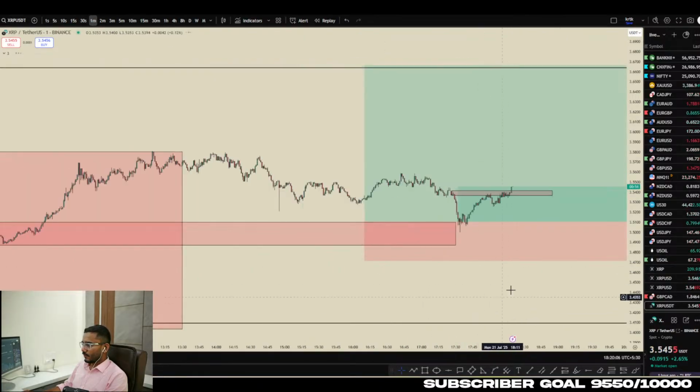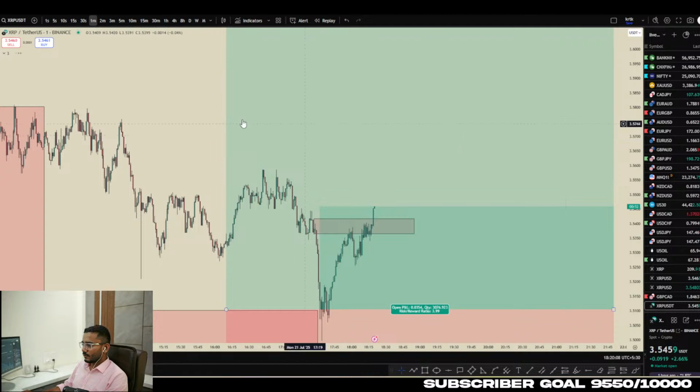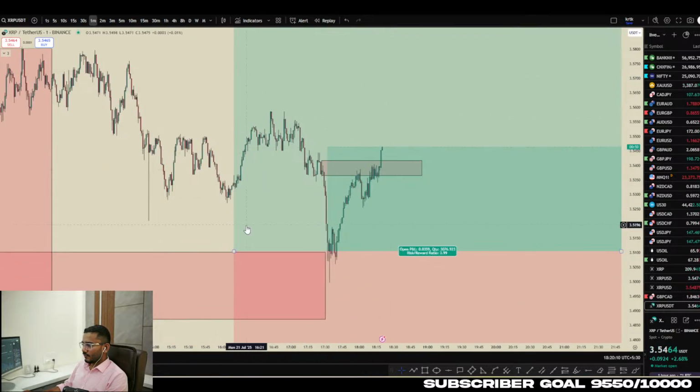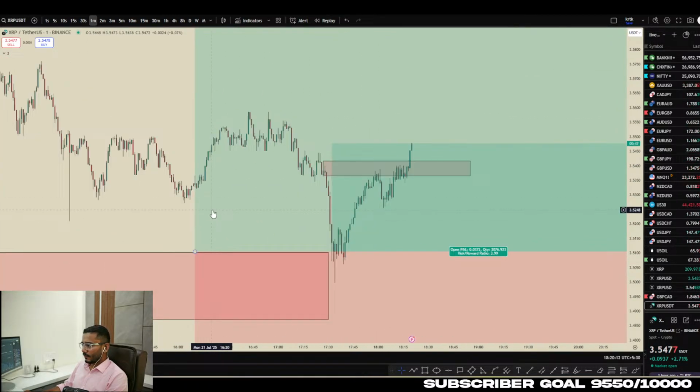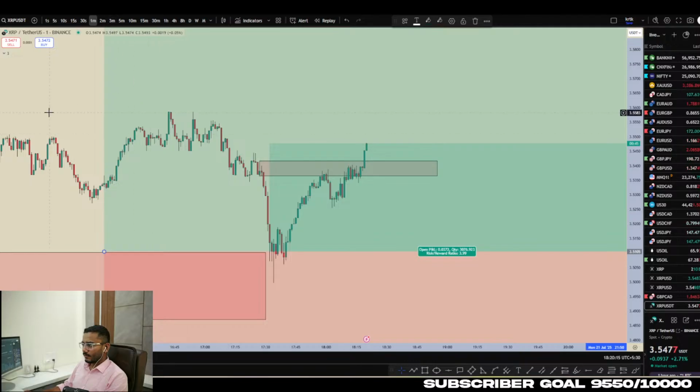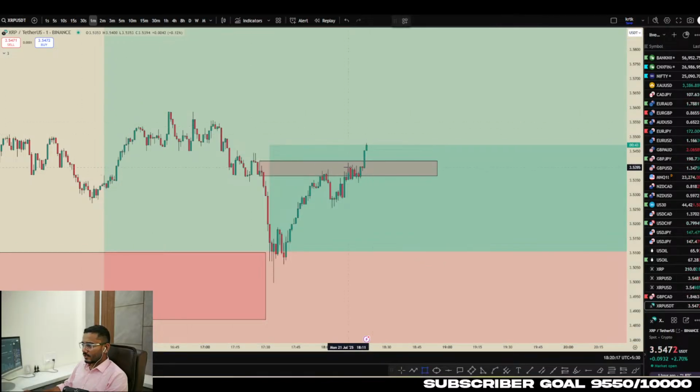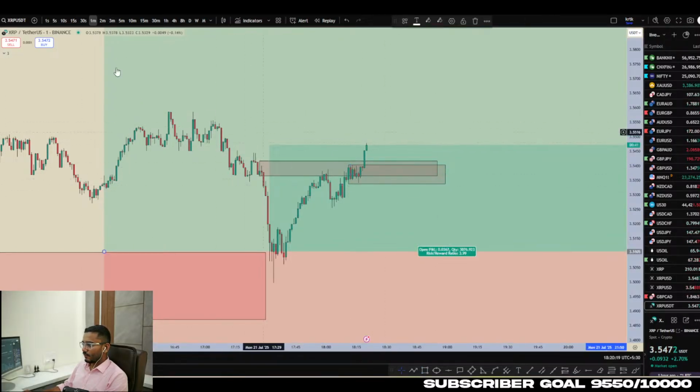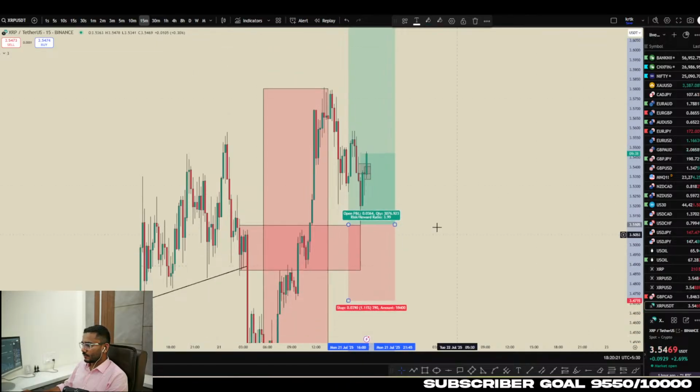So here what we saw is the live creation of a breaker block, and now it will fly. So this is our new order block where we can look for entry on retest.